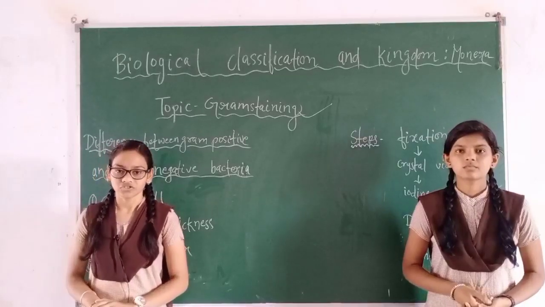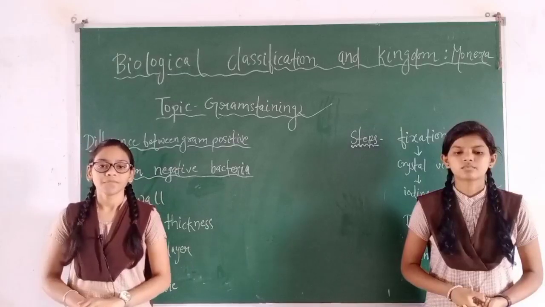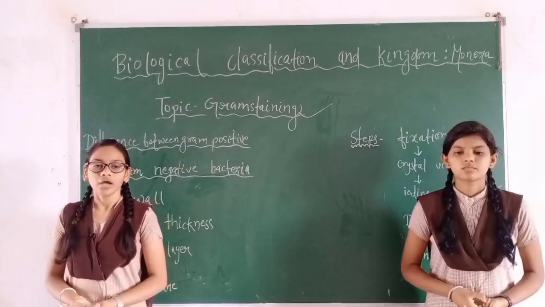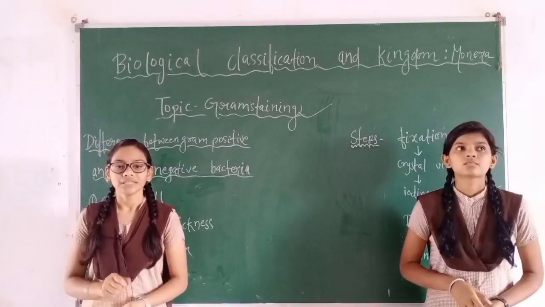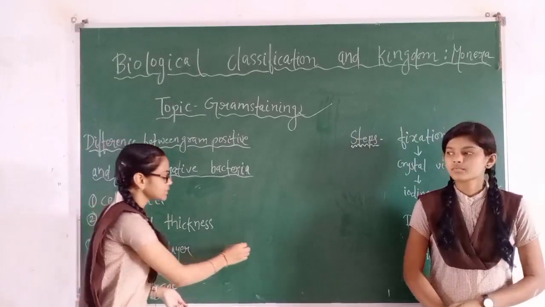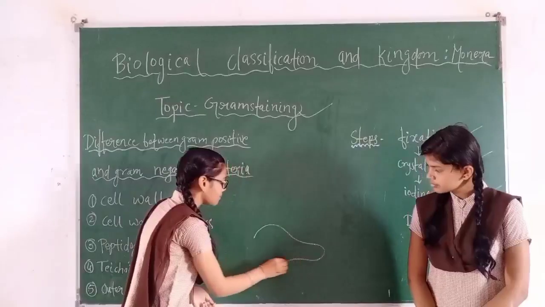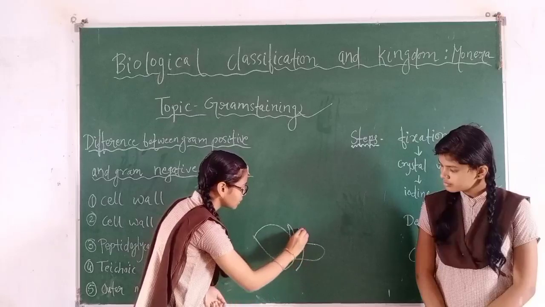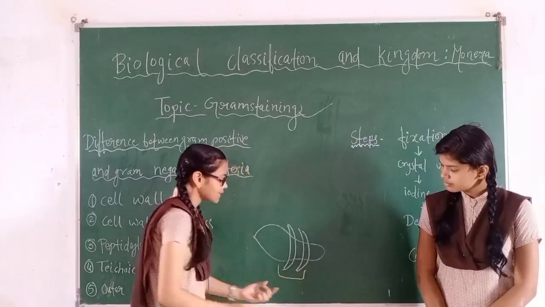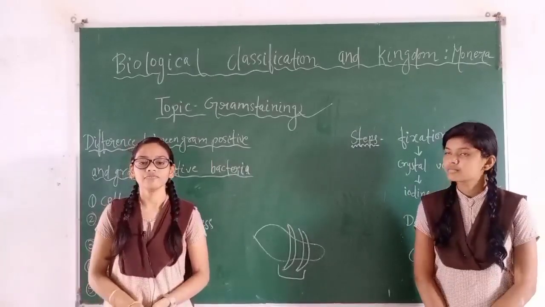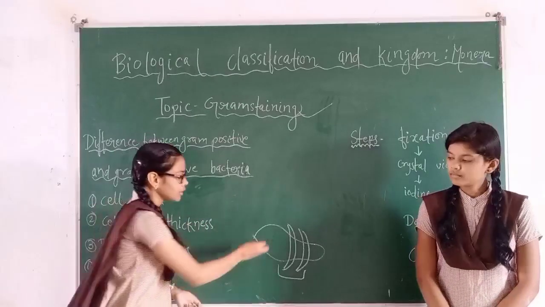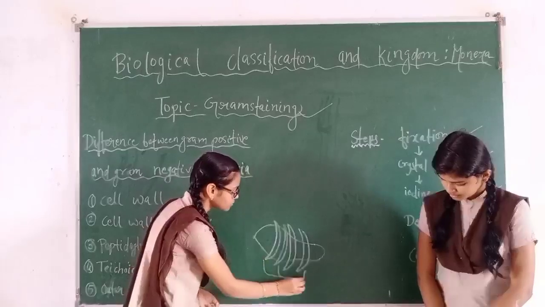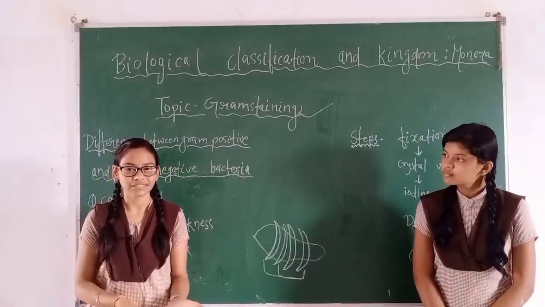Now, flagella structure. Flagella are thread-like structures. In gram-positive bacteria, two rings are found in the basal body. This is the basal body, in which two rings are found. This is called the basal part. And in gram-negative bacteria, four rings are found in the basal body. These four are the basal part.